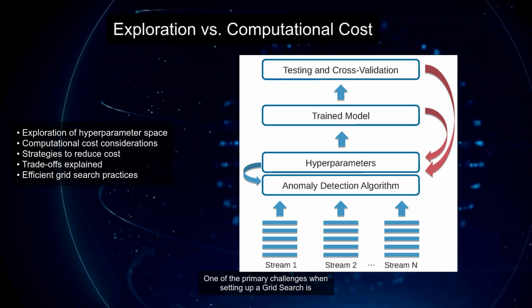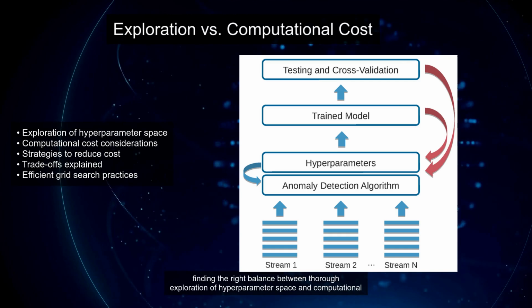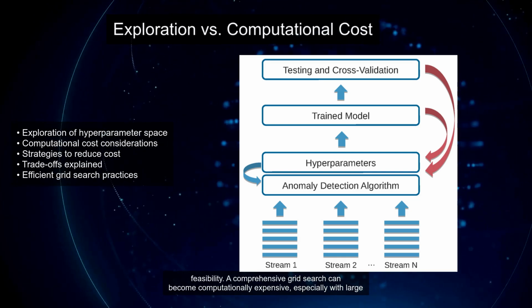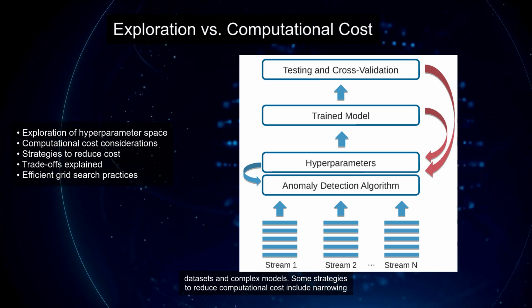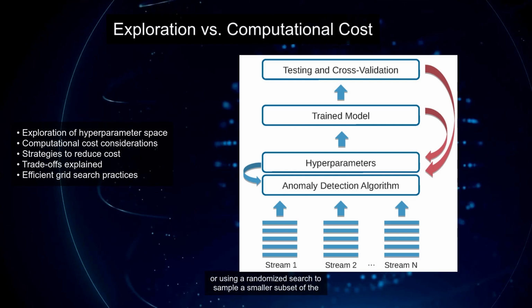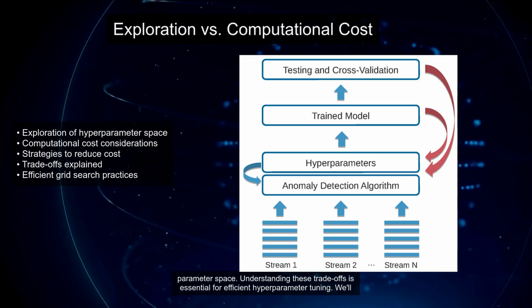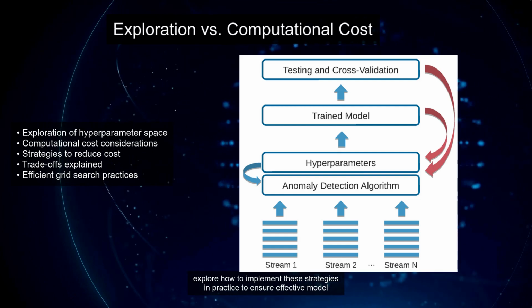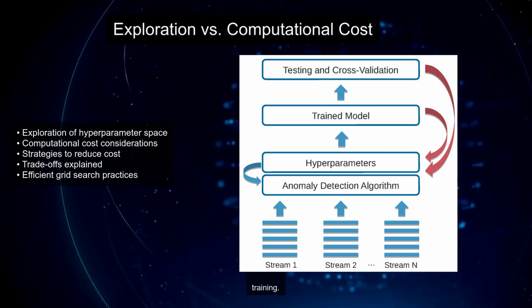One of the primary challenges when setting up a grid search is finding the right balance between thorough exploration of hyperparameter space and computational feasibility. A comprehensive grid search can become computationally expensive, especially with large datasets and complex models. Some strategies to reduce computational cost include narrowing down the range of values for each parameter based on domain knowledge or using a randomized search to sample a smaller subset of the parameter space. Understanding these trade-offs is essential for efficient hyperparameter tuning. We'll explore how to implement these strategies in practice to ensure effective model training.